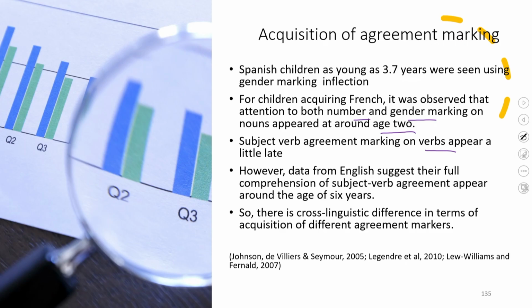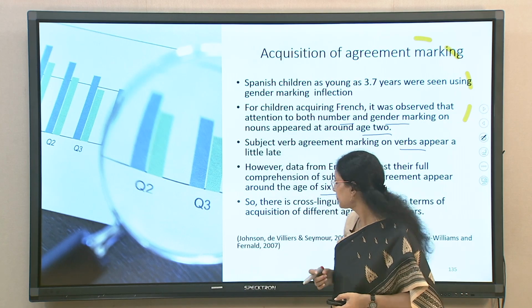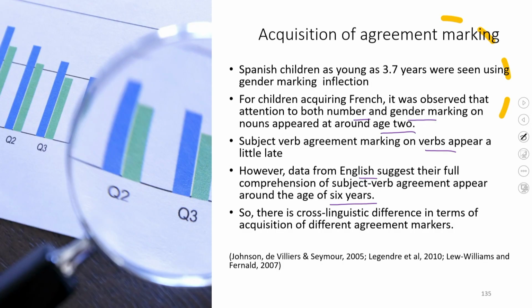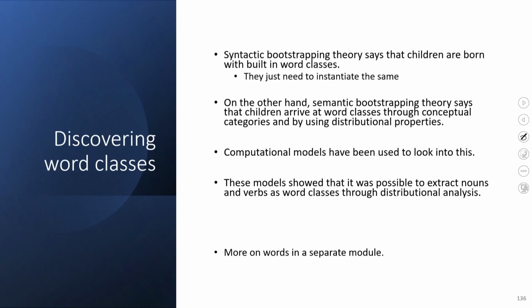However, data from English suggests that full comprehension of subject verb agreement appears around the age of 6 years. So, you can see how varied the data from different languages are. There is a cross linguistic difference in the acquisition of different agreement markers.